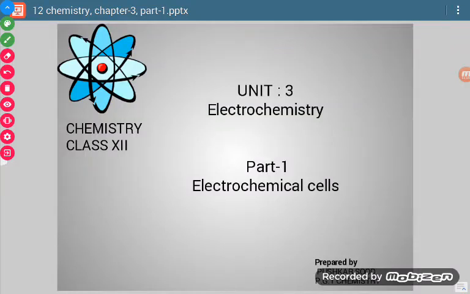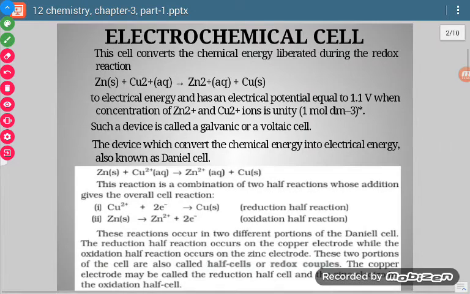Morning students. So today we are going to start third unit, electrochemistry. In this we will be revising what you have done in 11th standard in the redox reactions chapter. So only one topic we will be discussing today, which is electrochemical cells.